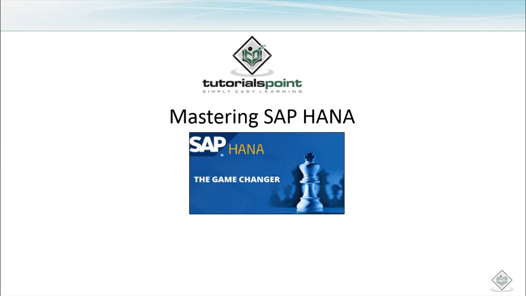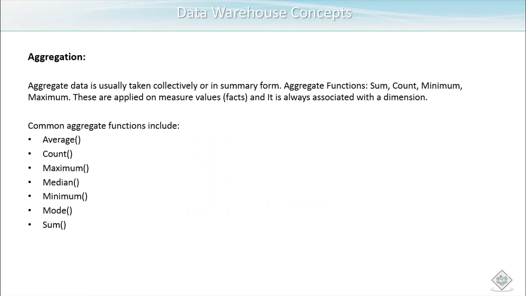In this video, we will cover the data warehousing concepts like aggregation and schemas. First of all, we will see what aggregations are. Aggregation data is usually taken collectively or in summary form. The aggregate functions are sum, count, minimum, maximum, and these are applied on the measure values, which are facts, and it is always associated with a dimension.